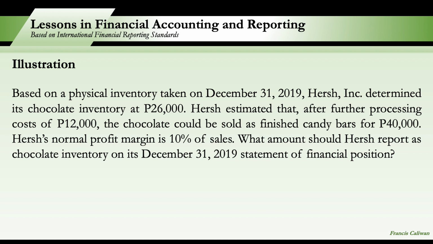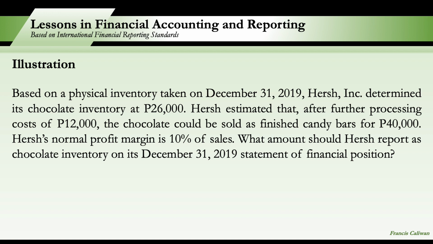So, based on physical inventory, ang cost ng inventory ay 26,000. So, that is our cost. Now, how about our net realizable value? So, pag net realizable value, it's estimated selling price. Magkano estimated selling price natin? 40,000 less estimated cost to complete. So, meron daw tayong further processing cost na 12,000. So, 40,000 less 12,000. How much is that? 28,000. How about the normal profit margin?